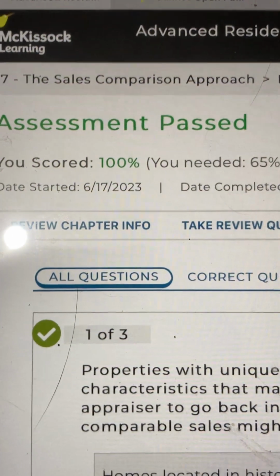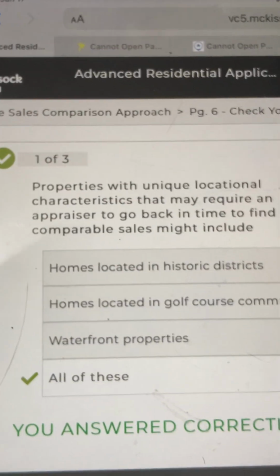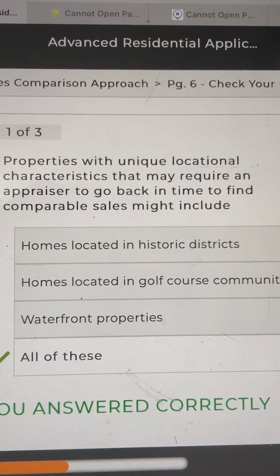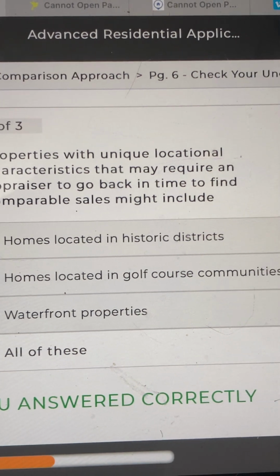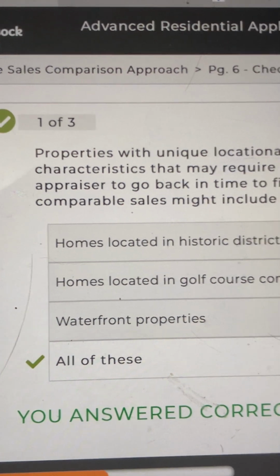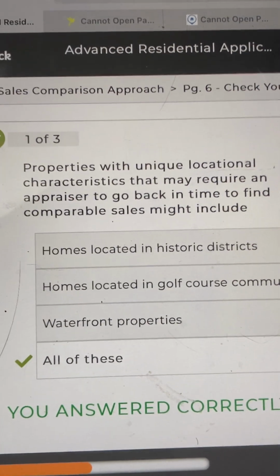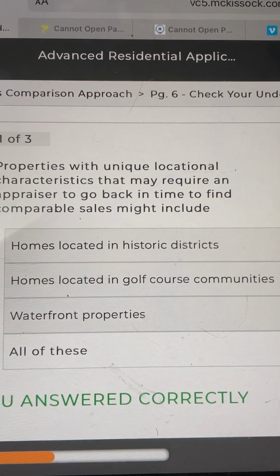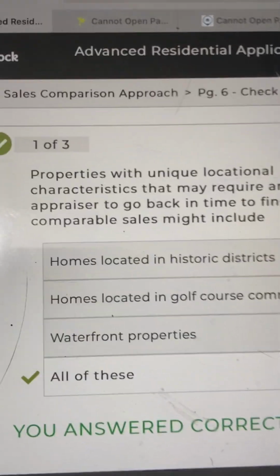Assessment completed. Finish. You passed. You got 100%. Good job. So remember, number one, properties with unique locational characteristics that may require an appraiser to go back in time to find comparable sales might include, you said, all of these in regards to homes located in historic districts, homes located in golf course communities, and waterfront properties. And that was correct.